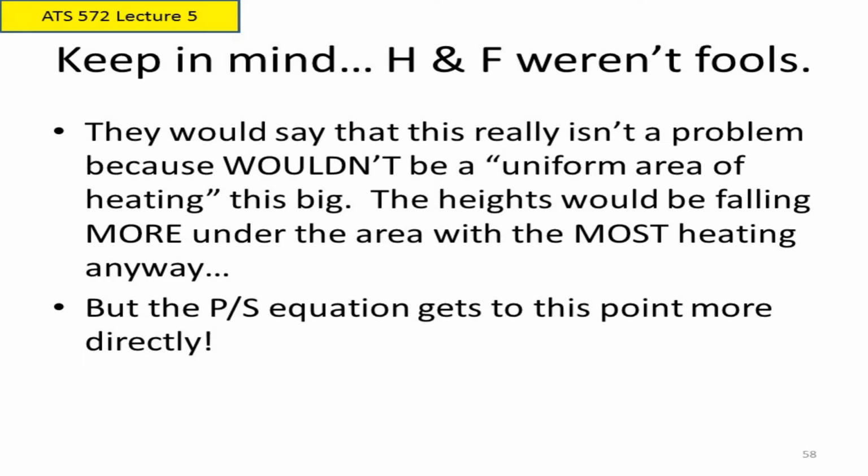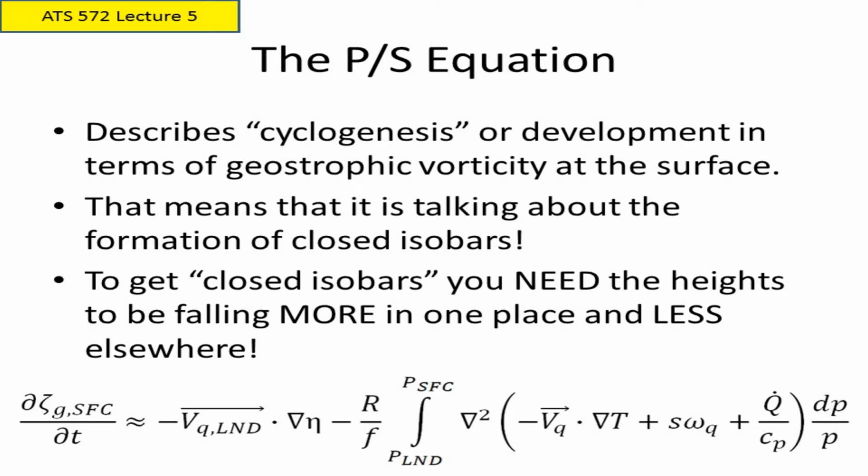But in fairness, the Pedersen-Sutcliffe development does get to this point more directly. Now, the Pedersen-Sutcliffe equation describes cyclogenesis or development in terms of geostrophic vorticity at the surface, talking in terms of these closed isobars and so on. And in order to get closed isobars, you need the heights to fall more in one place and less in the other. This is why you need that non-uniform heating.